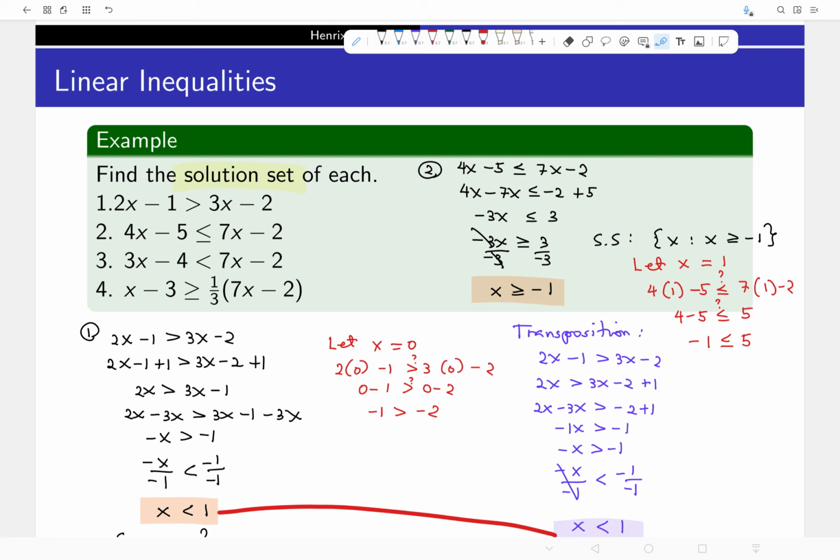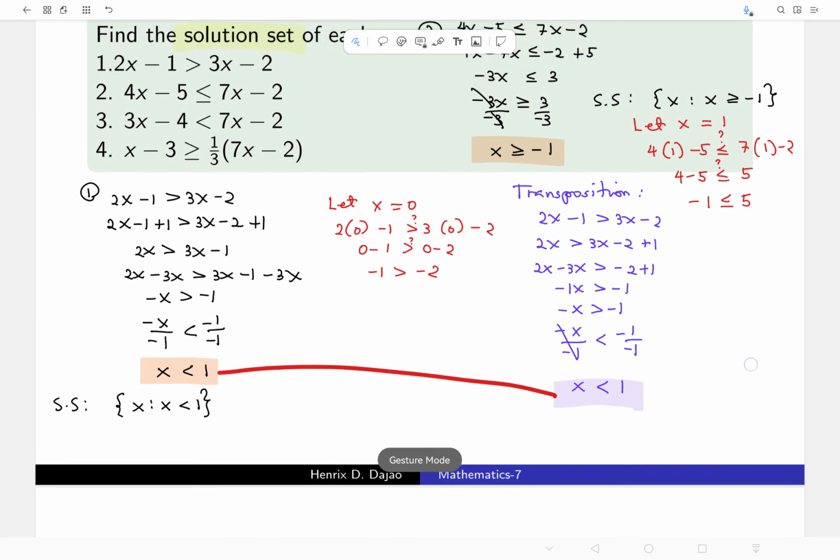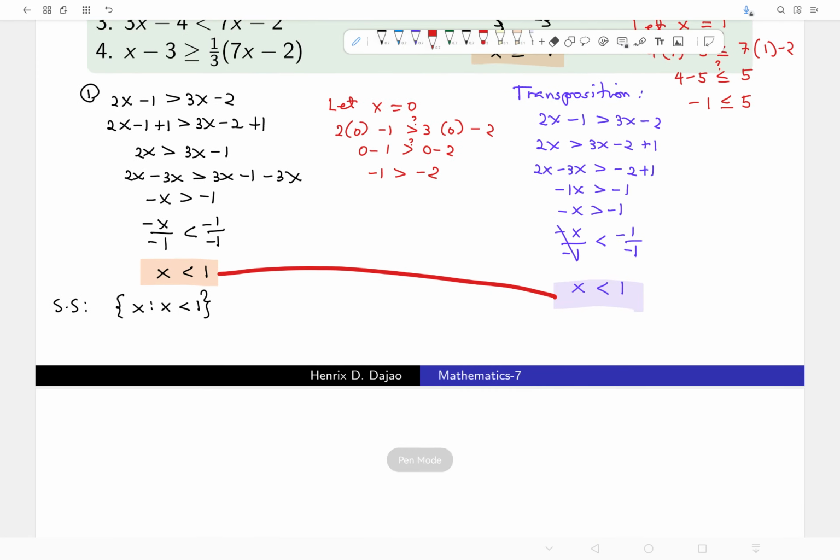Okay, so you can try number 3 as your practice exercise, and then I think we can try number 4, and then we will use distributive property. So I will write again the given. So that is for number 4. You can try number 3 as your exercise. That's x minus 3 greater than or equal to 1 over 3, then 7x minus 2.